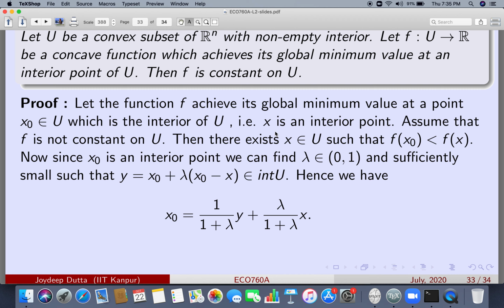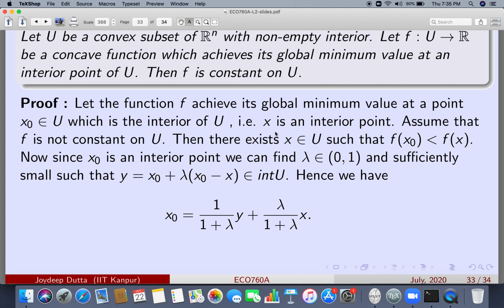Suppose on the contrary we assume that f is not constant on U, then there must be an x. Because if it is constant, it means f(x0) is equal to f(x) for all x, but because x0 is the minimizer, f(x0) is less than or equal to f(x), but because the function is not constant, there must be at least one x for which f(x) is strictly bigger than f(x0).